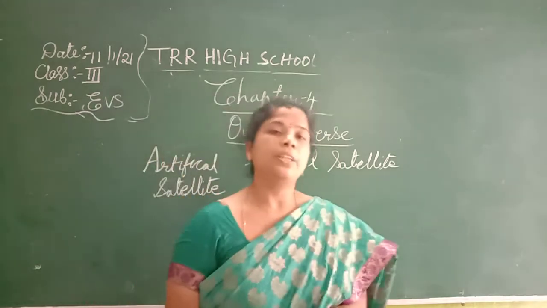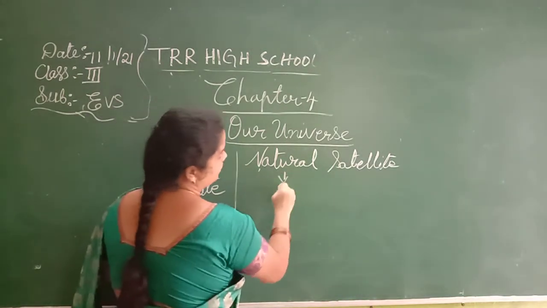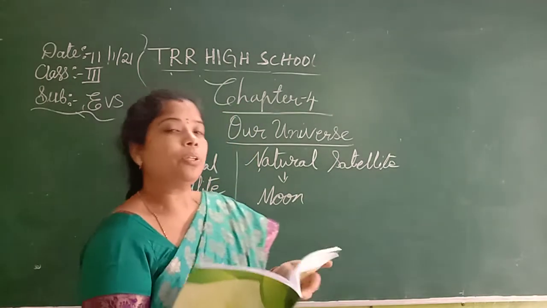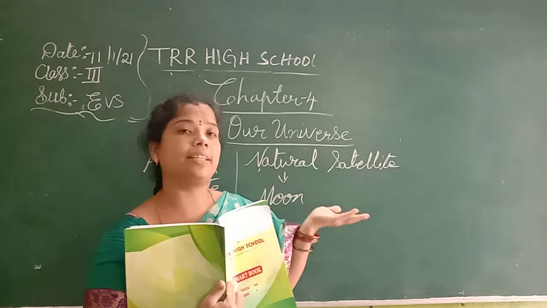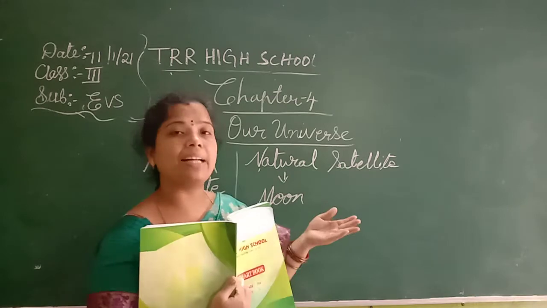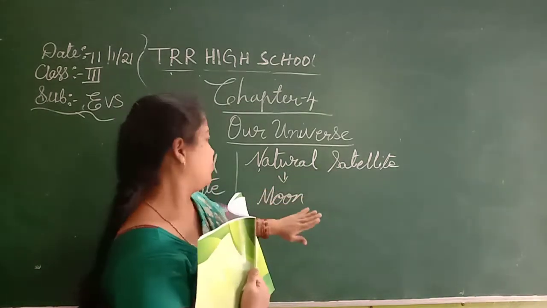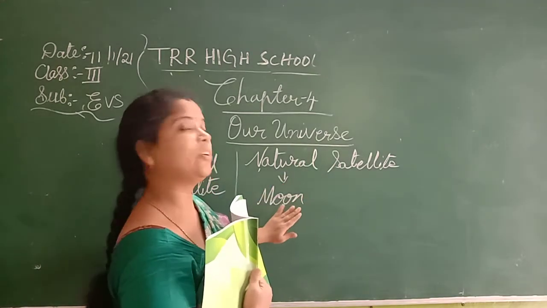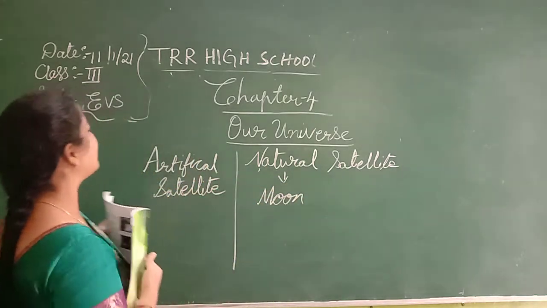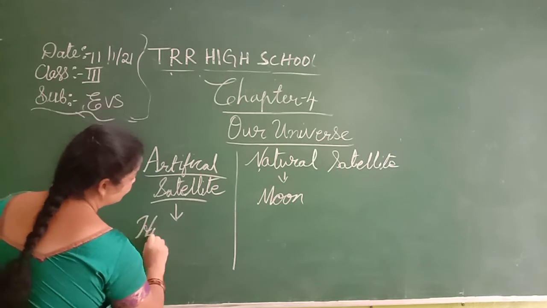There are two types of satellites, natural and artificial. We know what a natural satellite is. The moon is the natural satellite. Natural means it's like God's gift, made by God, not by human beings. See, the plants and animals are all God's gift itself. So natural means which is given by God, which is in nature. It came like that. Artificial means human made.